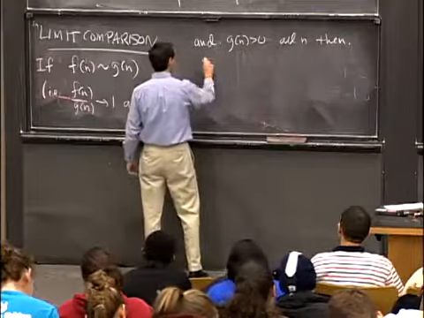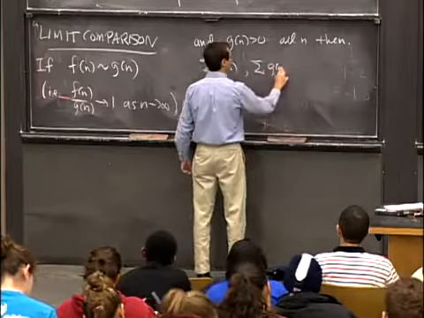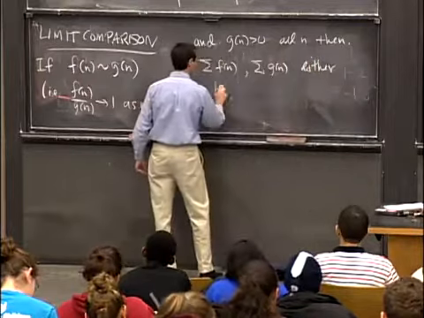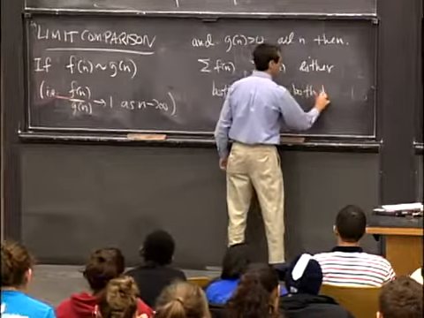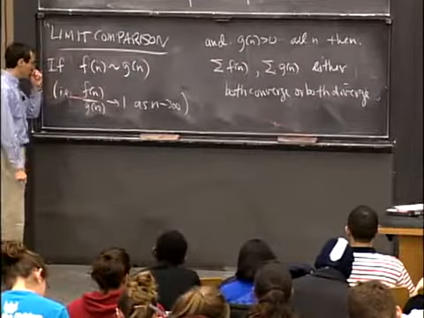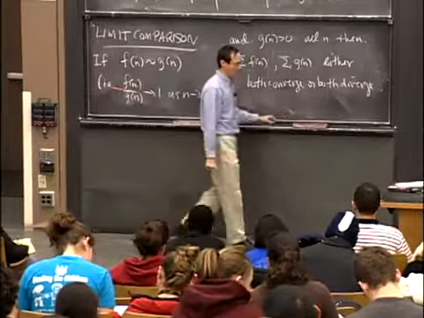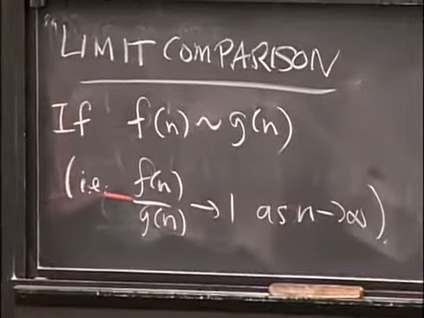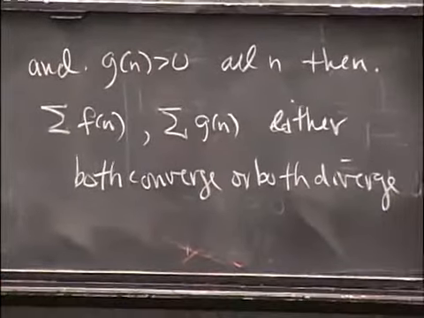Then sum f n and sum g n, same thing as above, either both converge or both diverge. All right. This is just saying that if they behave the same way in the tail, which is all we really care about, then they have similar behavior, similar convergence properties. And let me give you a couple examples.